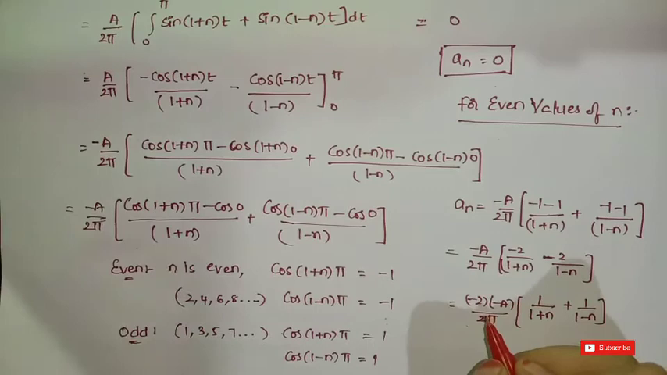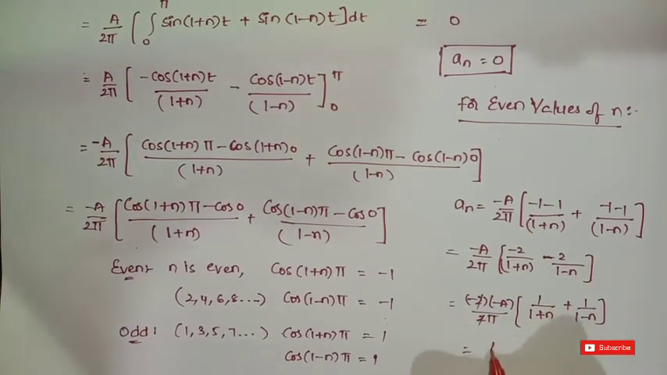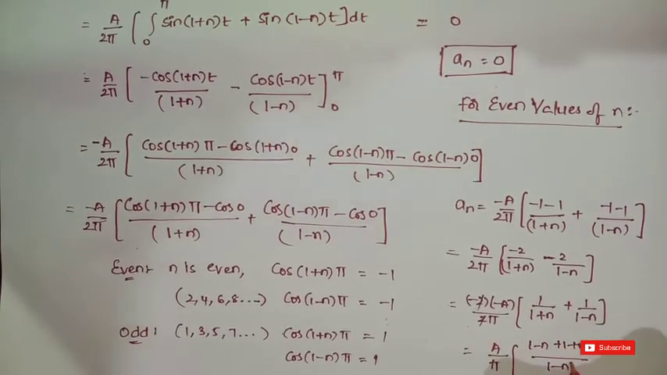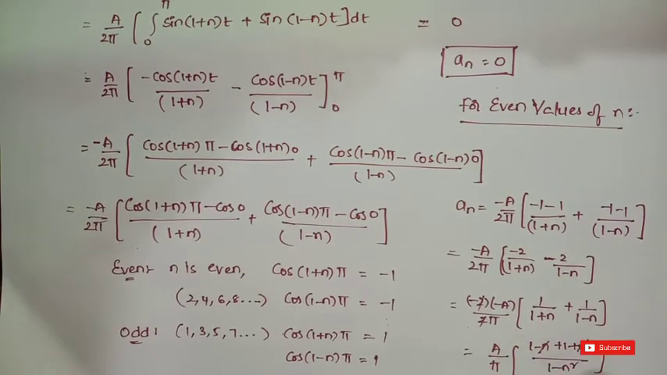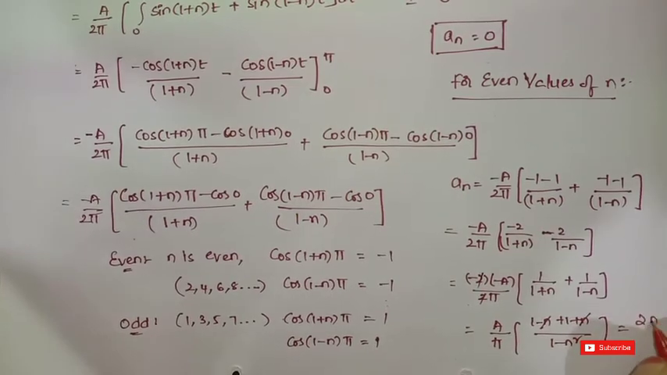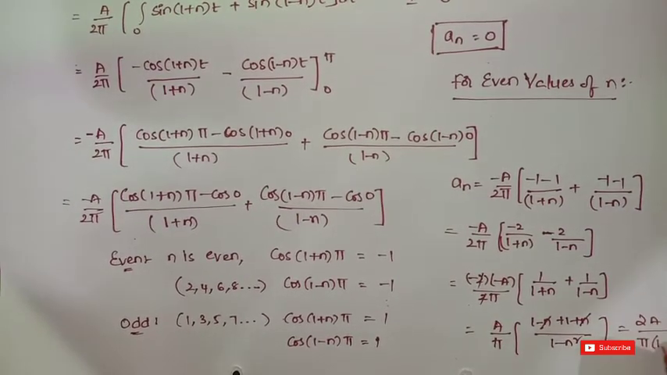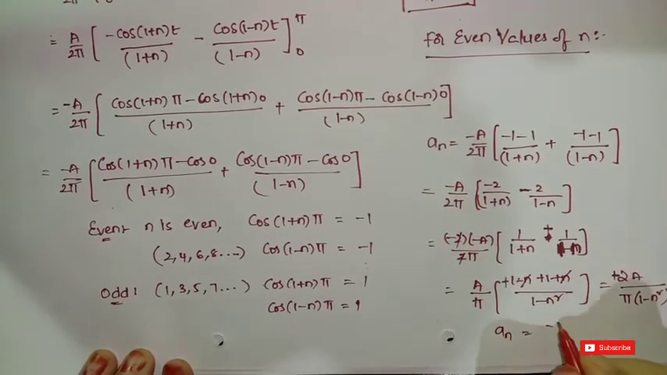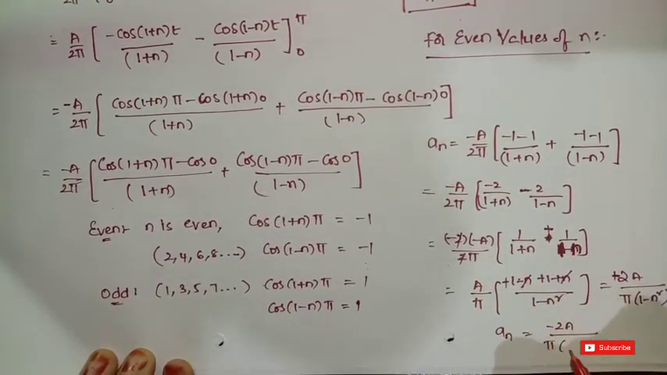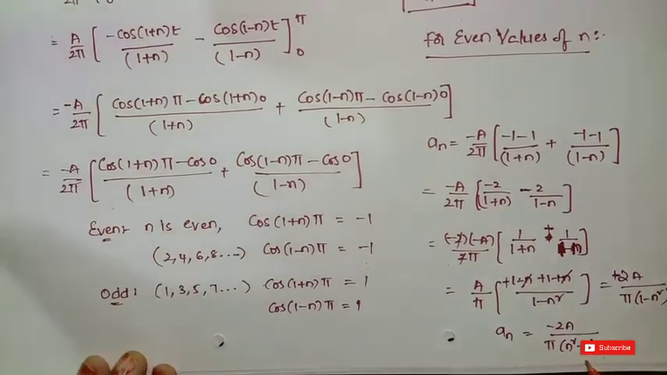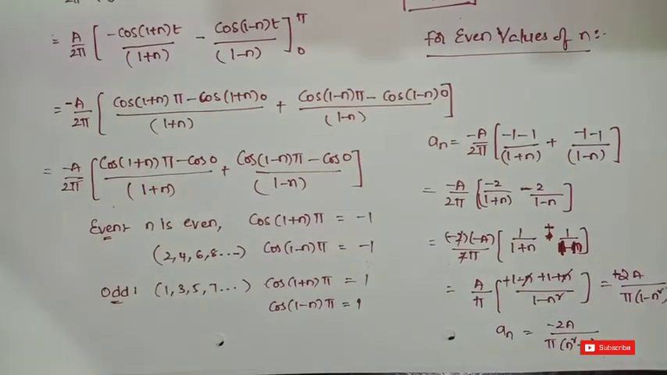Minus into minus is nothing but plus, and 2 gets cancelled, so it can be written as a by pi into 1 minus n plus 1 plus n by 1 minus n square. So this can be written as an is equal to 2a by pi into 1 minus n square, and as an is equal to minus 2a by pi into n square minus 1. Here I have written 1 minus n square. In the same way, it can be written as minus 2a by pi into n square minus 1.